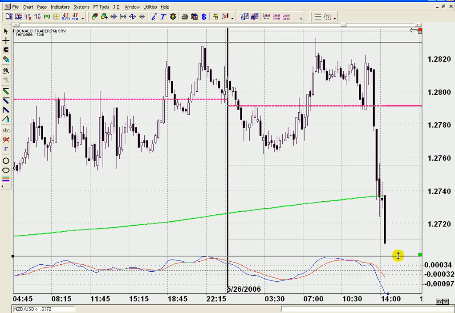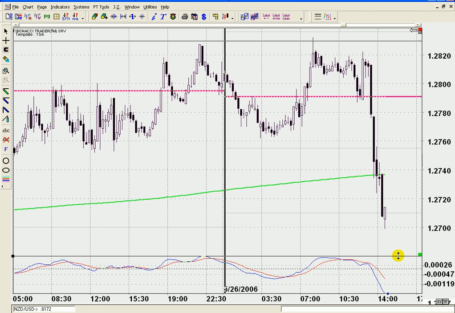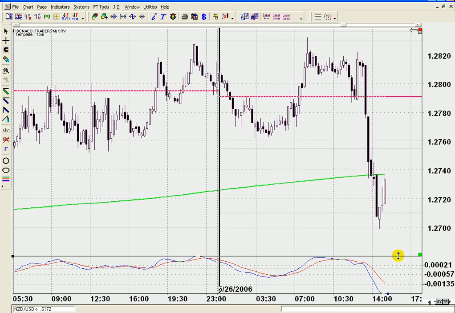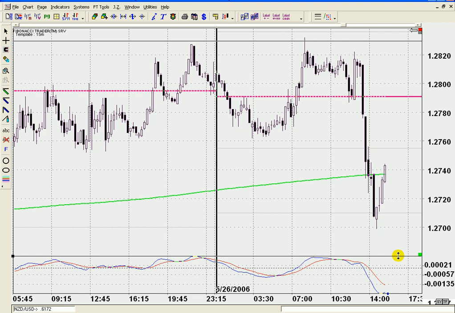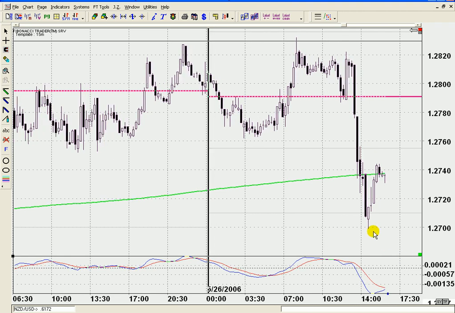As we're getting later in the session, the flows may be fulfilled for the day and we may see some consolidation. So price moved from up here, this is R1, central pivot, R1. Price moved down to S1 and S2.